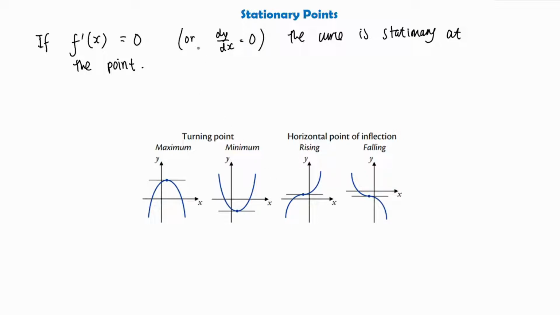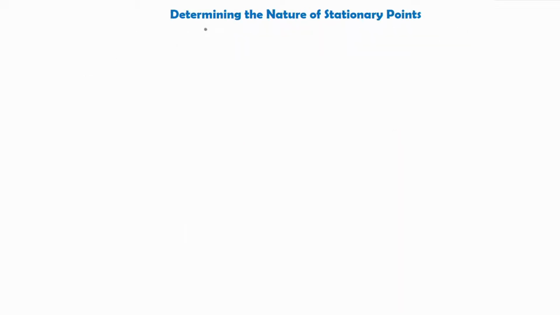We're going to show that if we have a stationary point, so if the derivative is equal to 0, we're going to be looking at whether we can tell if the point is a maximum or a minimum turning point. And this is what we call the nature of the stationary point. So how do we determine the nature of the stationary points? Well, we'll go through a little example here so we can work out if the stationary points of a curve are a maximum or a minimum.